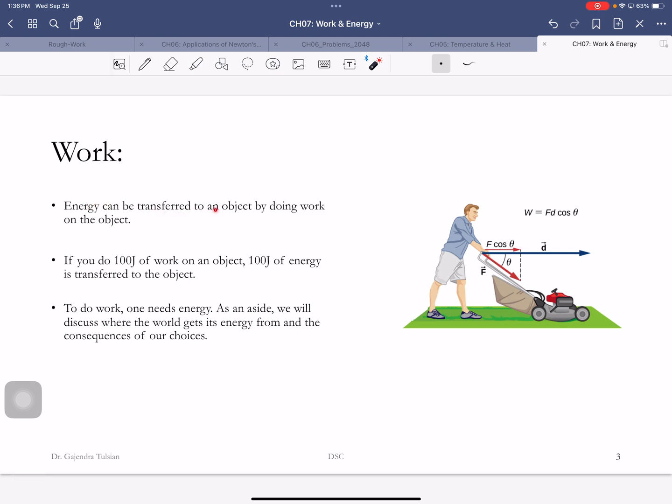So energy can be transferred to an object by doing work on the object. Let's say you're pushing the lawnmower, and when the lawnmower moves, you're doing work on this object, and so the energy of the lawnmower increases, and your energy decreases. You used a store of energy within you to do work on it, and so you transferred energy from here to there. If you do 100 joules of work on the object, 100 joules of energy is transferred to the object. So you increase its velocity, and friction decreases it, and then it all gets turned into heat. So to do work, one needs energy.